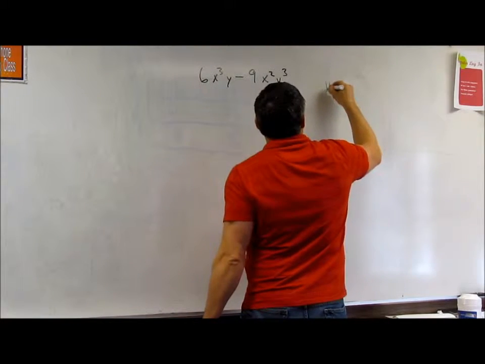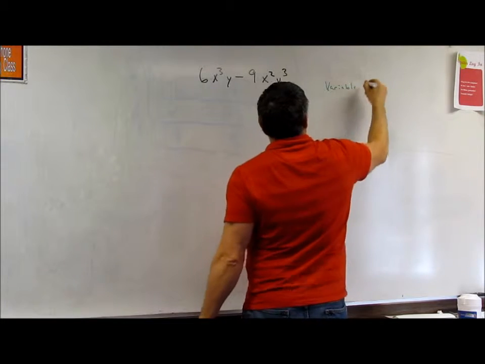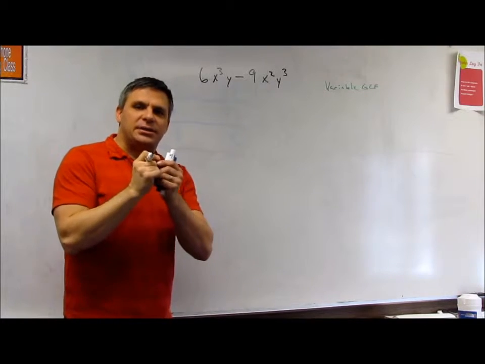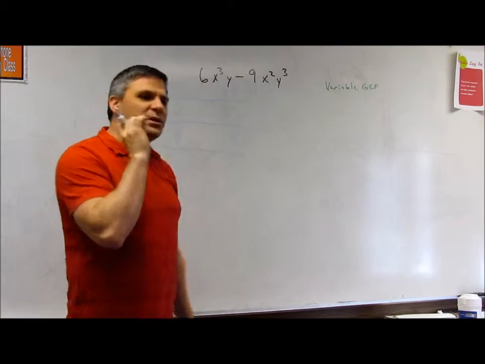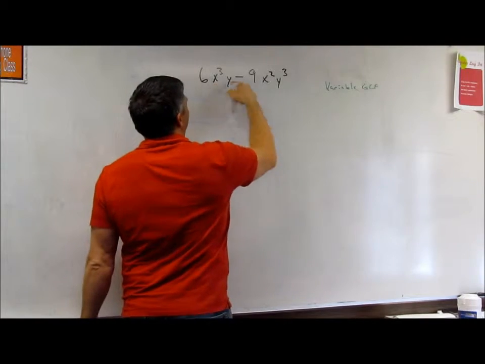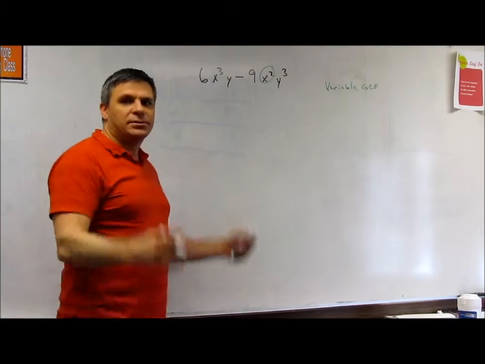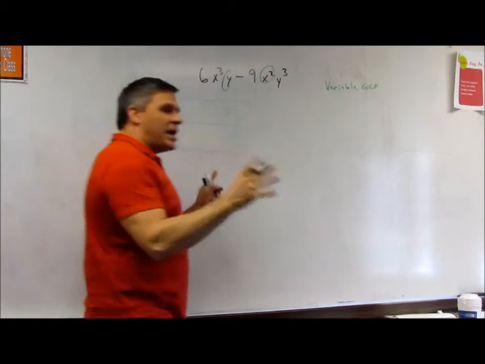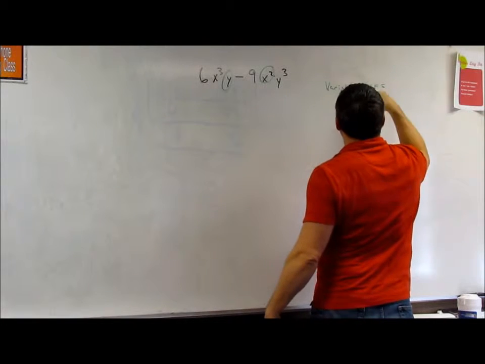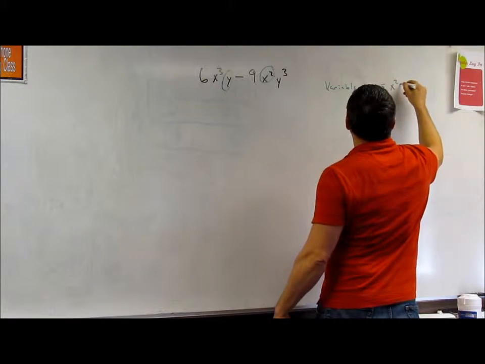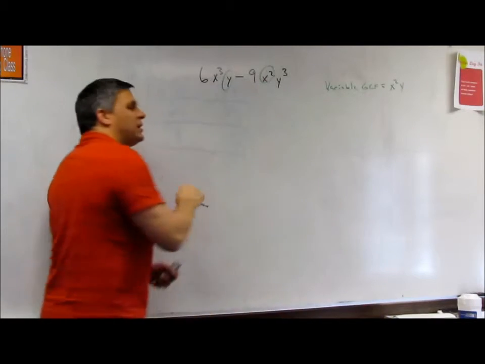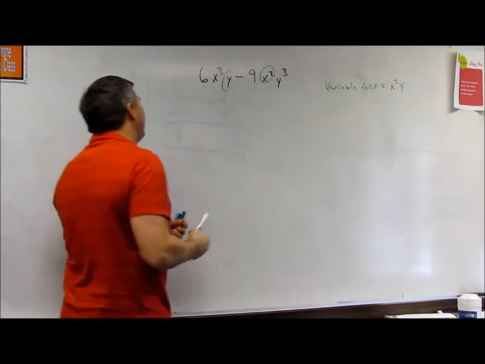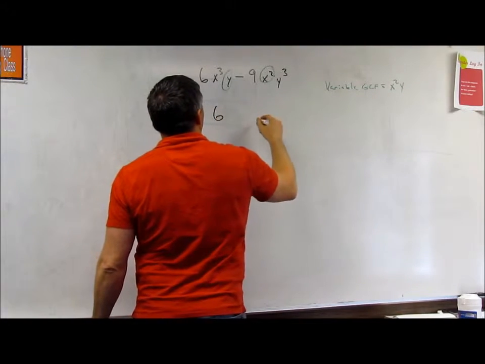My variable GCF. That means it's the variables with the lowest exponents. So, x cubed, x squared: x squared. y to the 1, y cubed: y to the 1. So right now, my variable GCF is x squared y. Those are my lowest exponents. My numerical GCF is of 6 and 9.